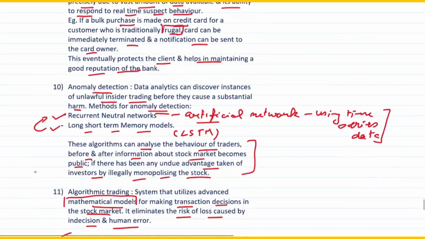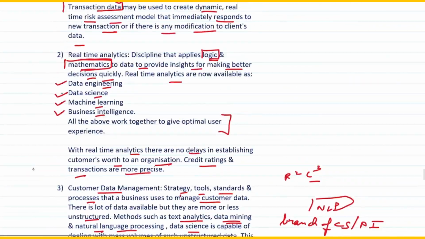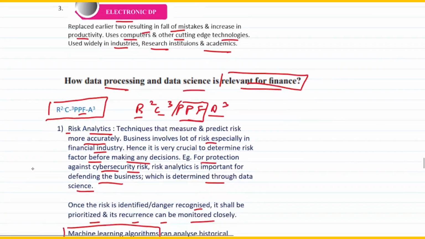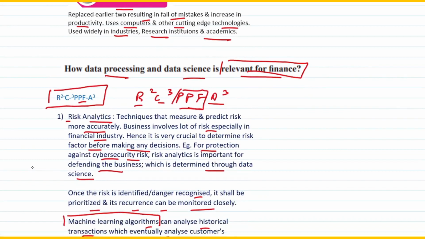So let's quickly revise this important point because I'm again reiterating, very, very important from an exam perspective. If you just remember all these headings and a bit of explanation with examples, that would be more than handy for you to score good marks in this, right? Okay, let's start. How do you remember this? We remember this by saying R square, C cube, PPF and A cube. Let's start with R square.